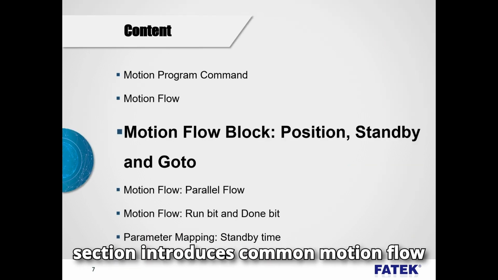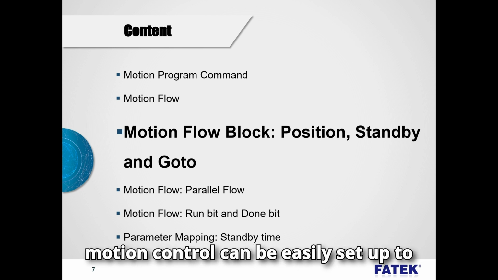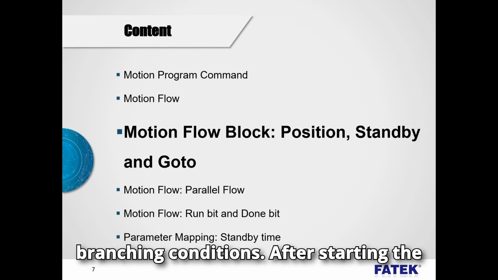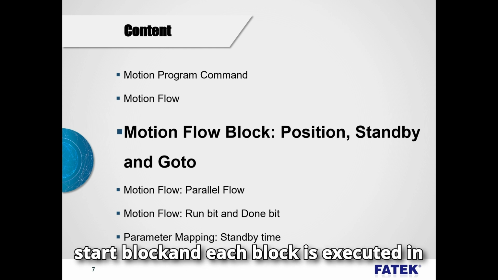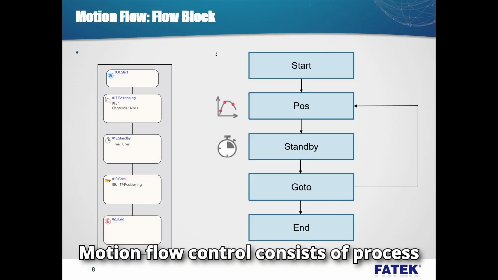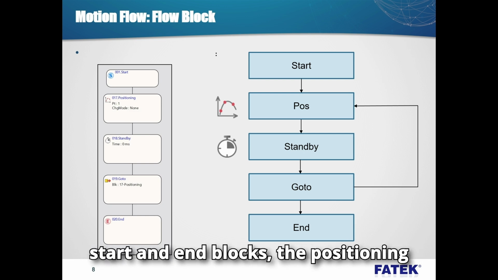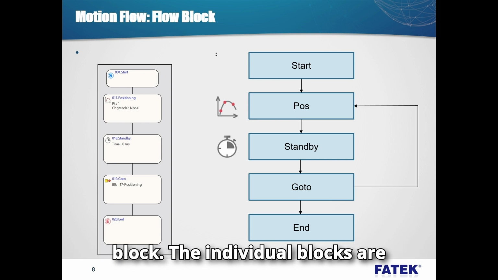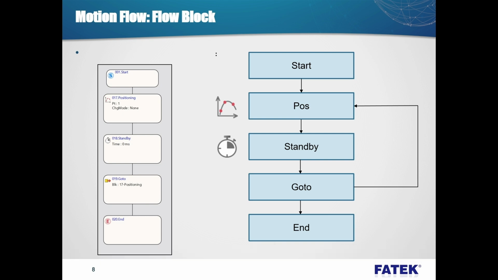This section introduces common motion flow blocks. The flow blocks provided for motion control can be easily set up to handle motion control sequences or branching conditions. After starting the motion flow, the process begins with the start block, and each block is executed in sequence until the end block. Motion flow control consists of process blocks. Commonly used blocks are the start and end blocks, the positioning block, the standby block, and the go-to block. The individual blocks are connected by means of connecting wires.